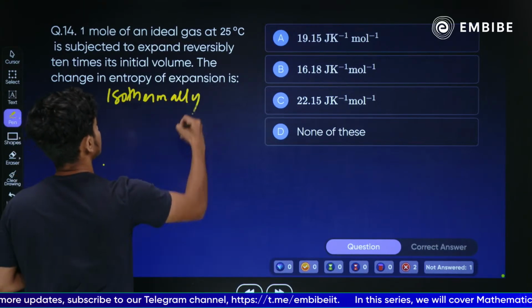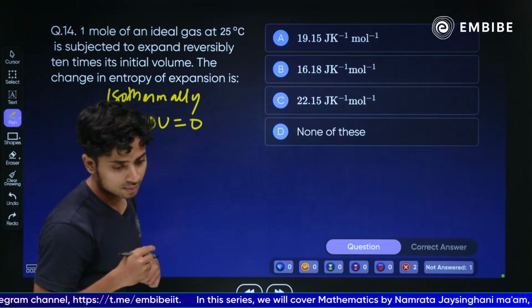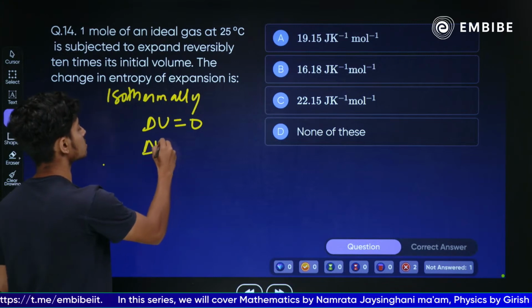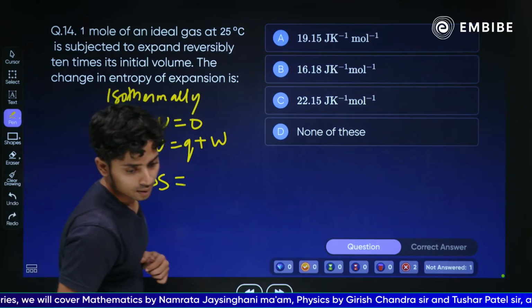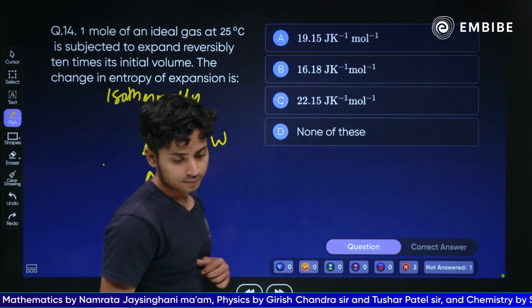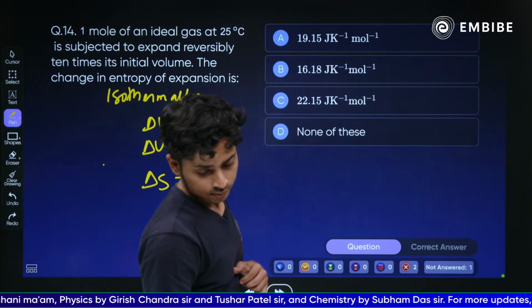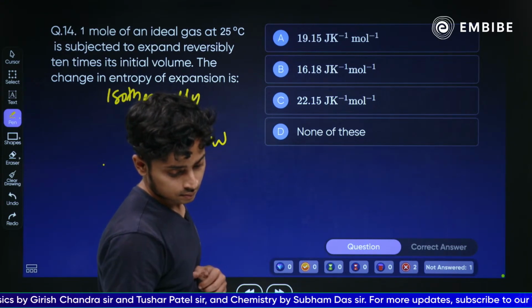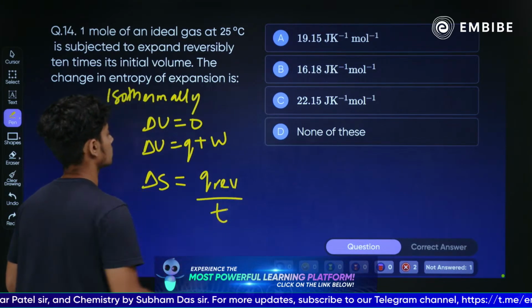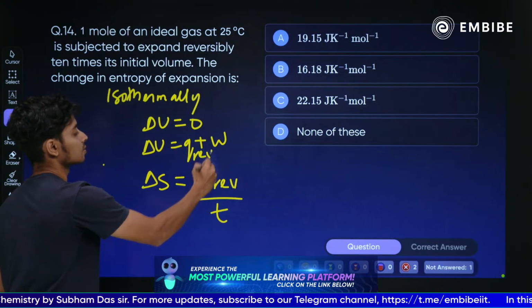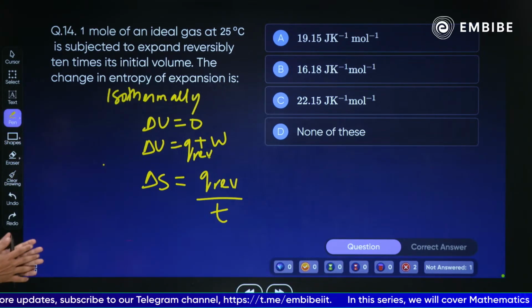Okay, isothermal process, change in internal energy is equal to 0. And from first law of thermodynamics, we know delta U equal to Q plus W. And delta S equal to Q reversible by T. Okay, this Q is your Q reversible. So based on that, please answer. So these three formulas should help you.